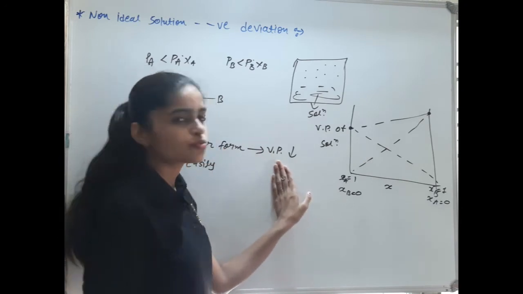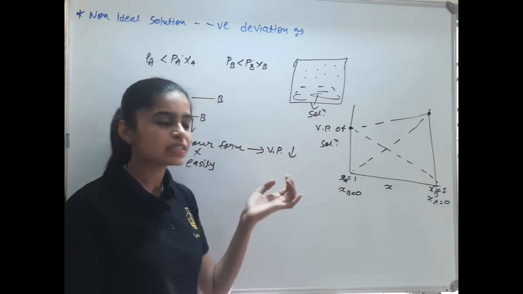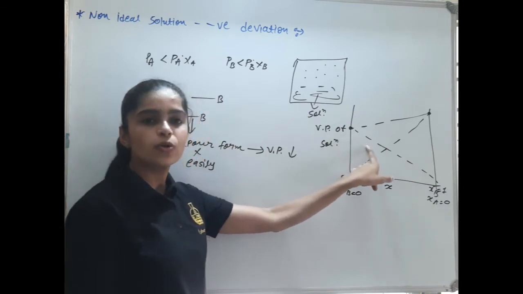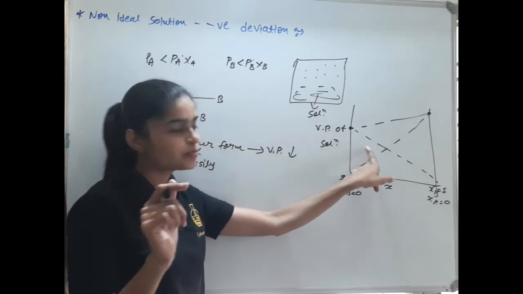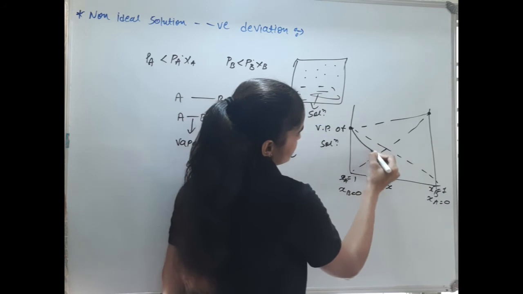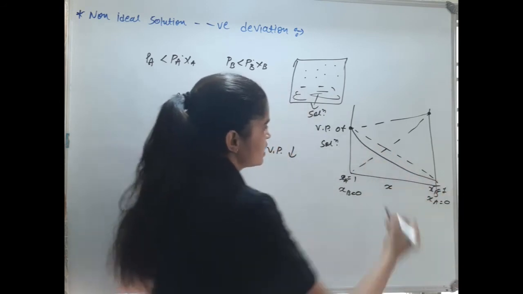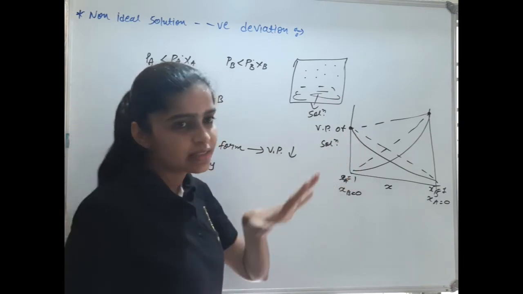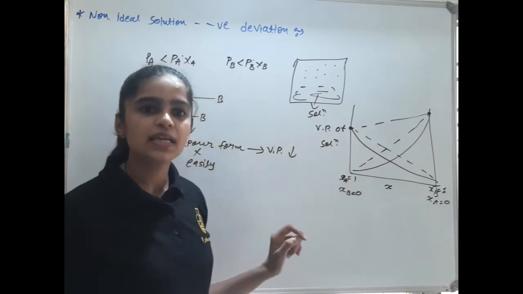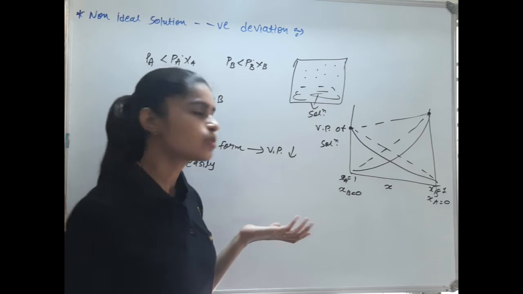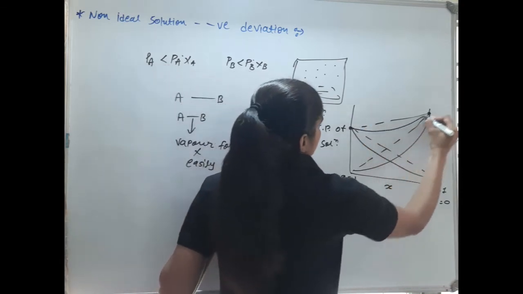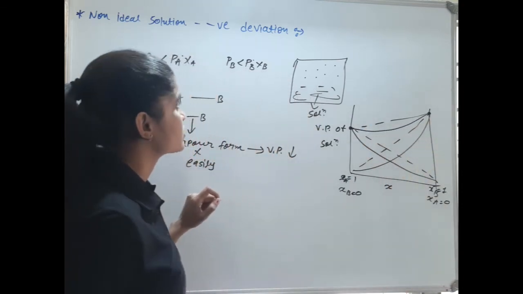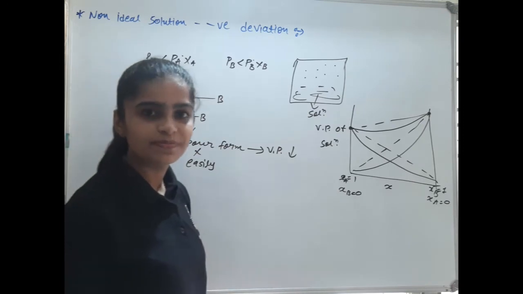so they do not produce that much vapor pressure. So its vapor pressure is less than this Raoult's law expected value. It shows this way. This is the less vapor pressure, this is also less vapor pressure, where the vapor pressure of PA is less and the vapor pressure of PB is less. So the total vapor pressure is also less. This shows the negative deviation from Raoult's law.